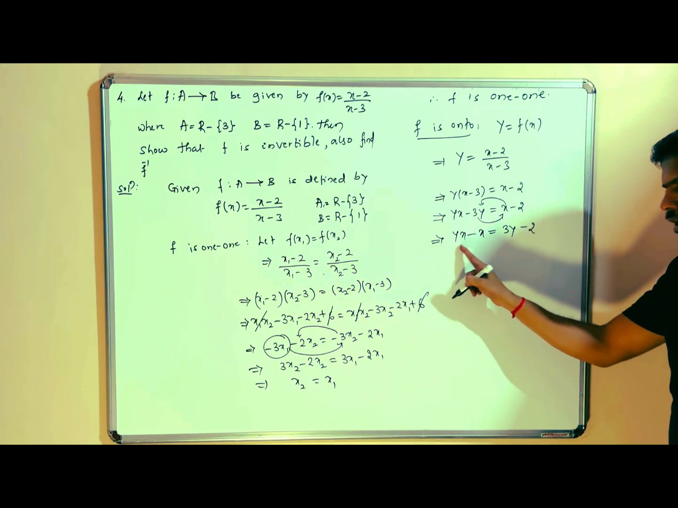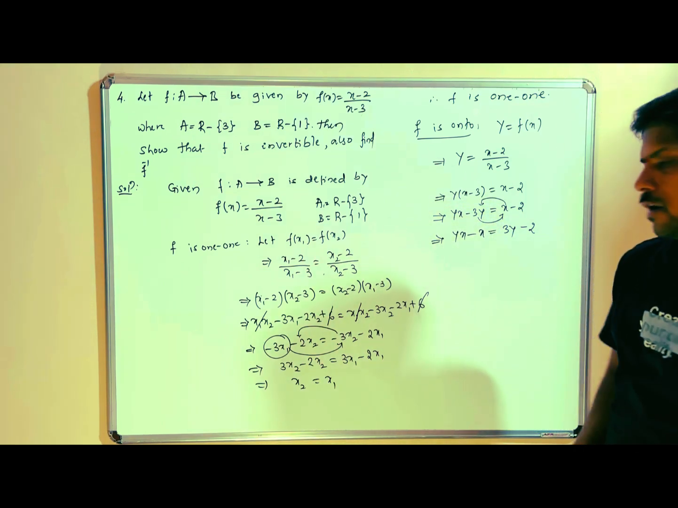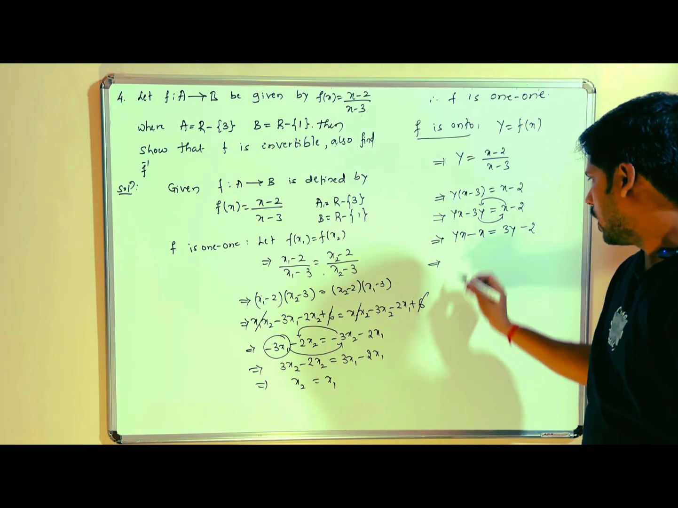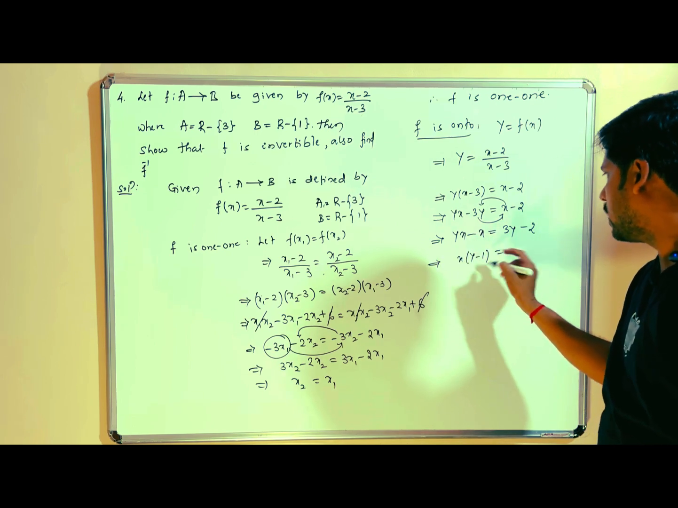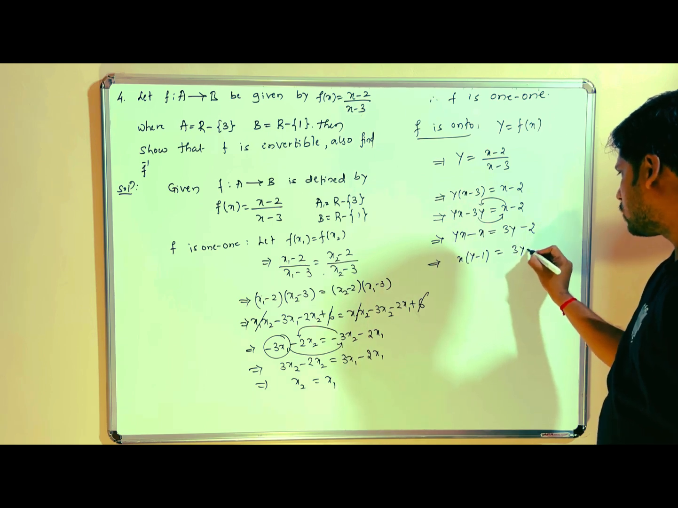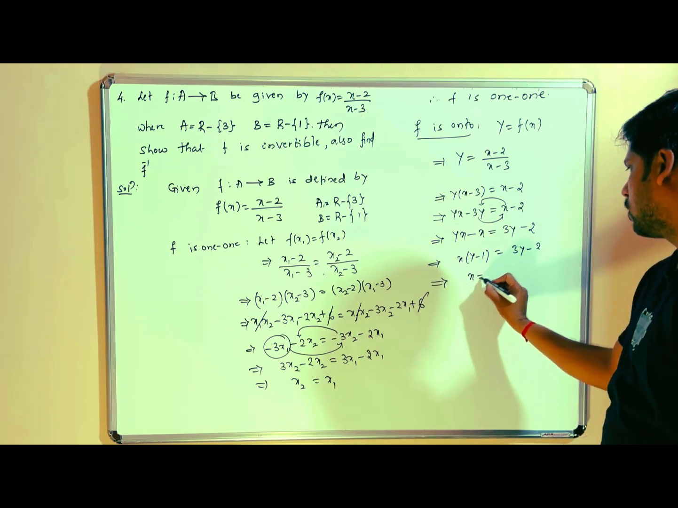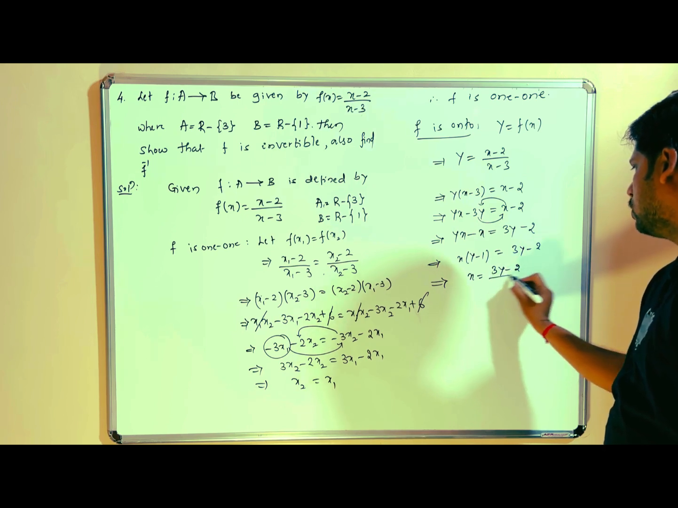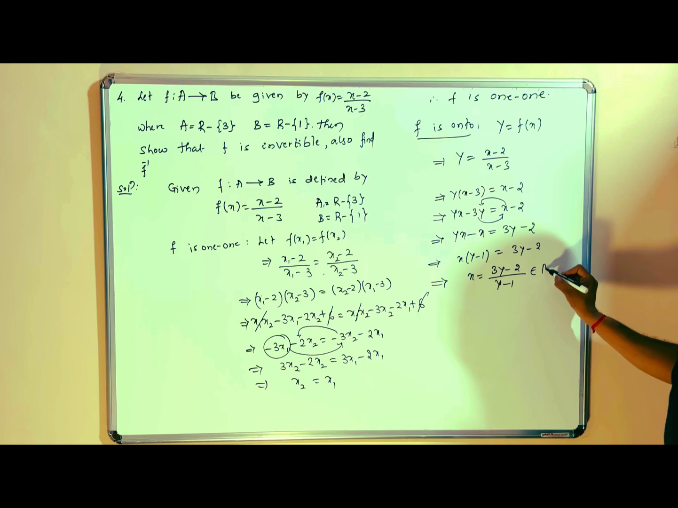Now in these two terms x is common, because we are going to solve the function in terms of x. Here we are going to find the value of x. So x into y minus 1 equals 3y minus 2. Then x is equal to 3y minus 2 divided by y minus 1, which belongs to the A set.